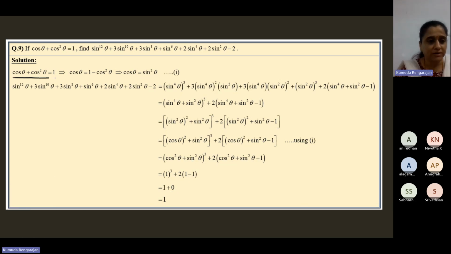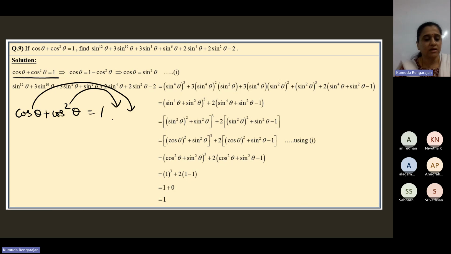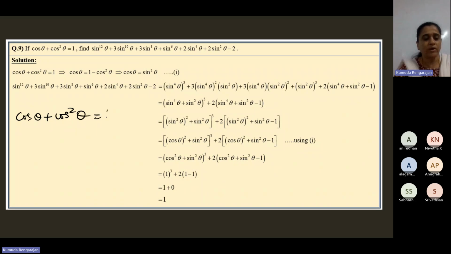I'll just tell you this part again. We are given cos theta plus cos square theta is equal to 1. Please transpose this one. Don't transpose this. Transpose that. We have 1 there. If you transpose, you can get some result. 1 minus cos square theta will give you a result. So transpose cos square theta. So cos theta is equal to sine square theta.